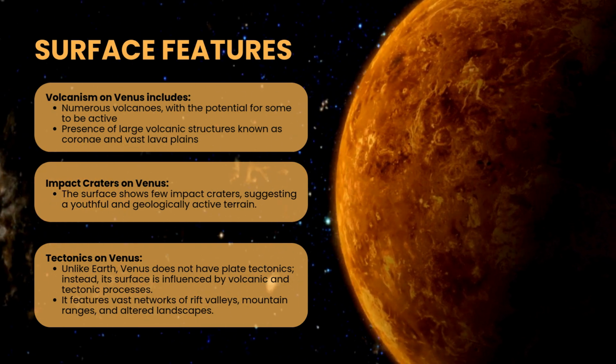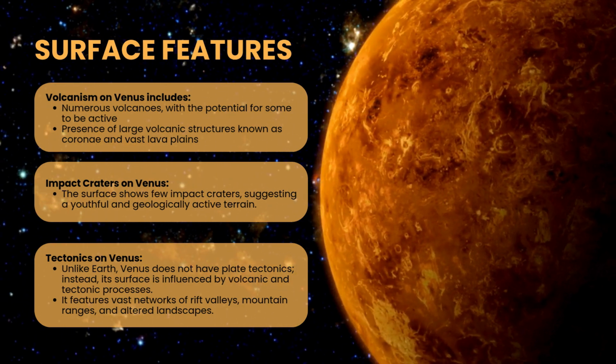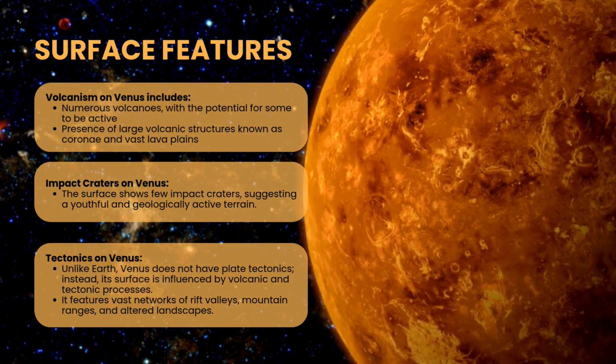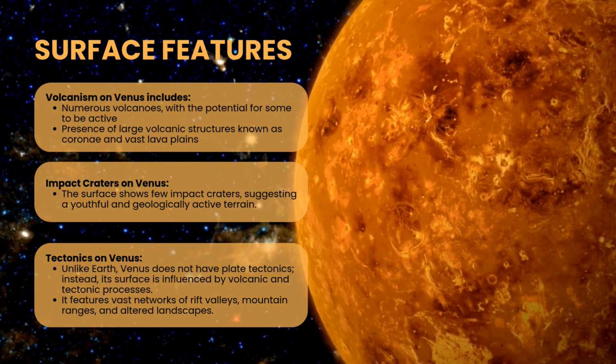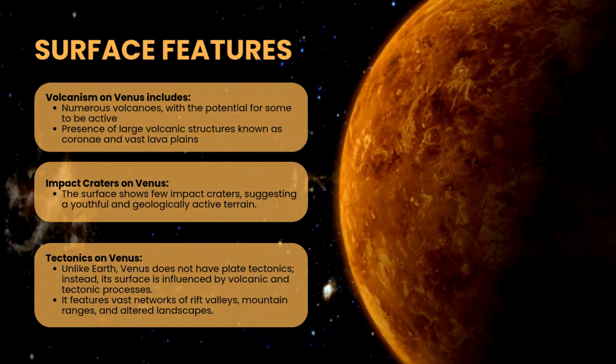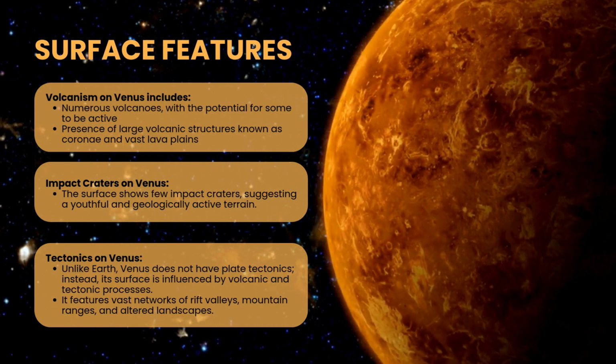Now we head onto Venus's surface features. Volcanism on Venus includes numerous volcanoes, with the potential for some to be active. Presence of large volcanic structures known as coronae and vast lava plains. Impact craters on Venus. The surface shows few impact craters, suggesting a youthful and geologically active terrain.